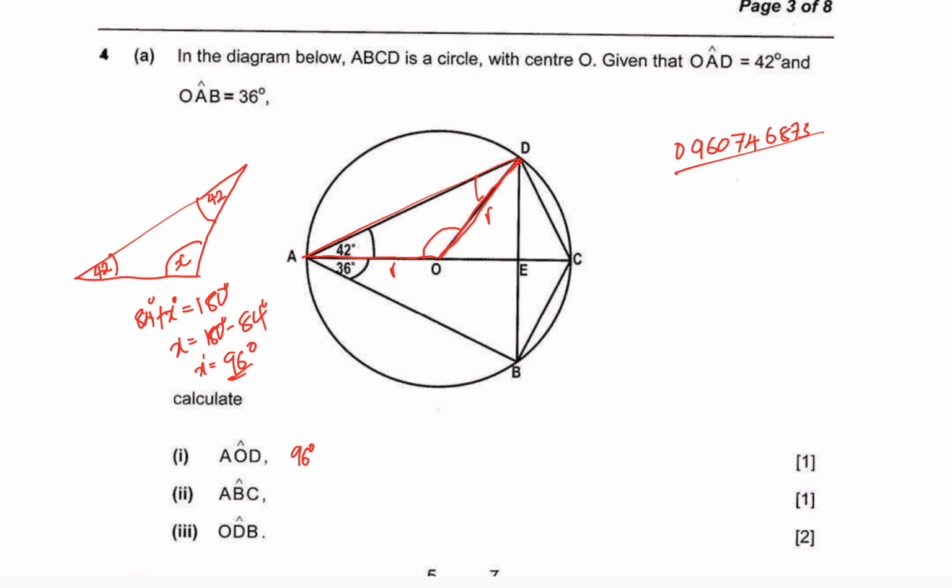Question 2, ABC. Where is ABC? I'm going to erase this. We already know that this is 42. This is 96. Good. Now we're looking for ABC.